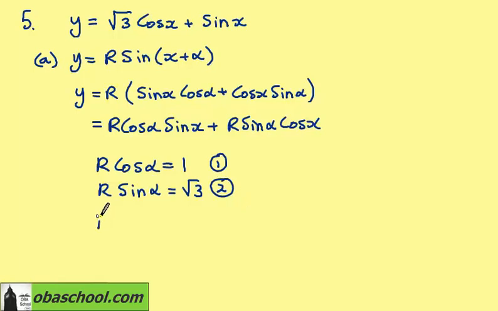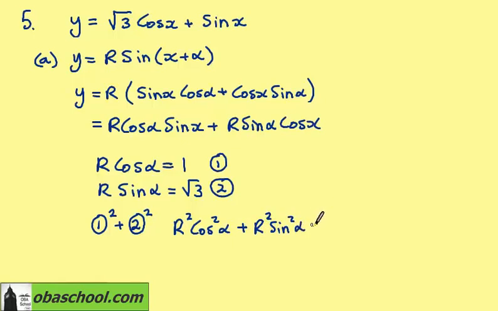We need to find r and alpha. One approach we can use is to square equation 1 and add it to equation 2 squared. Squaring the left-hand side of 1 gives r squared cos squared alpha. Let's add that to the square of the left of number 2, which is r squared sine squared alpha. That's going to be equal to the right-hand sides squared and added.